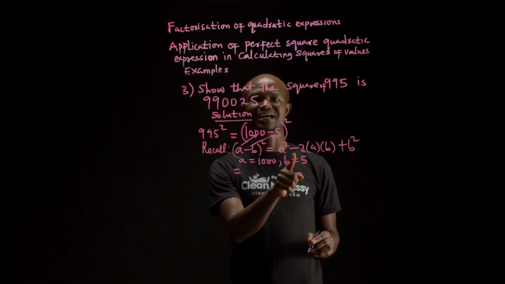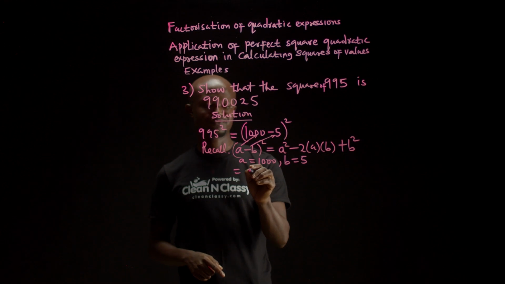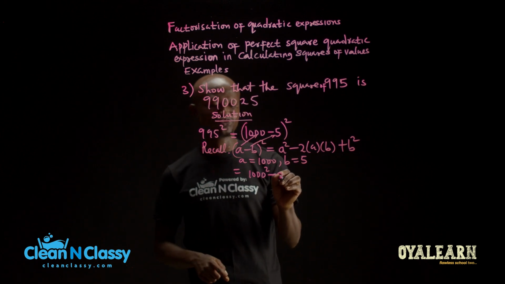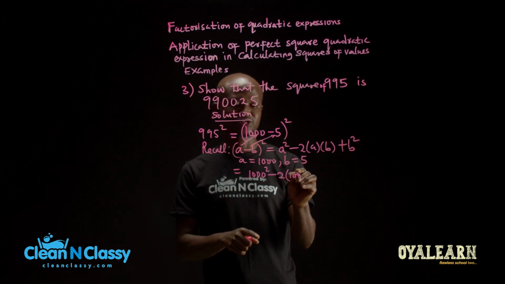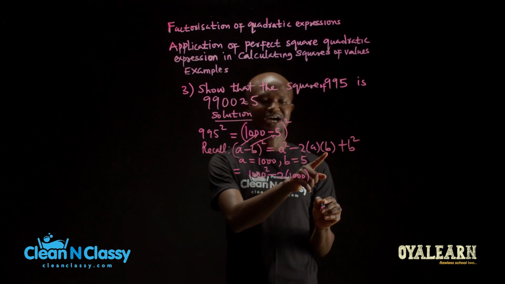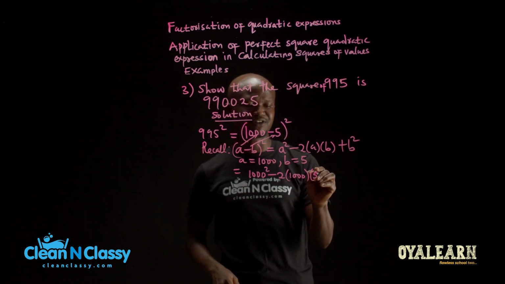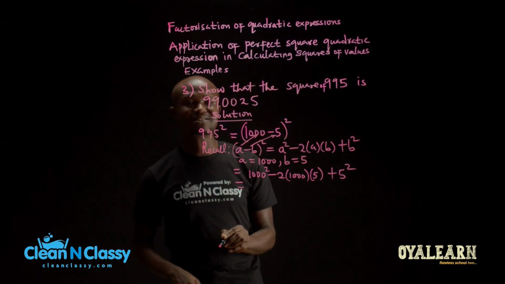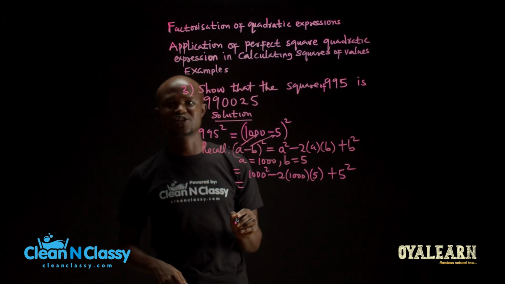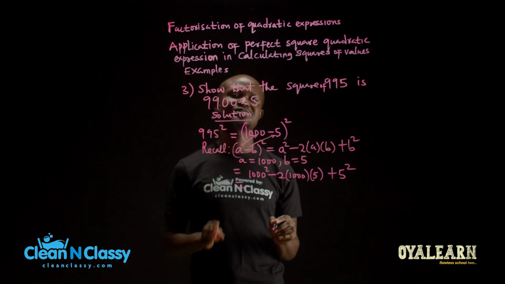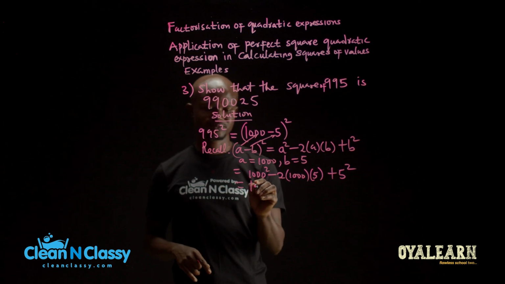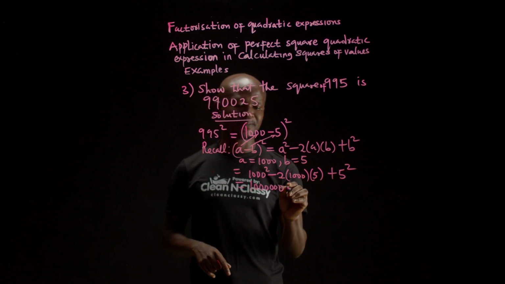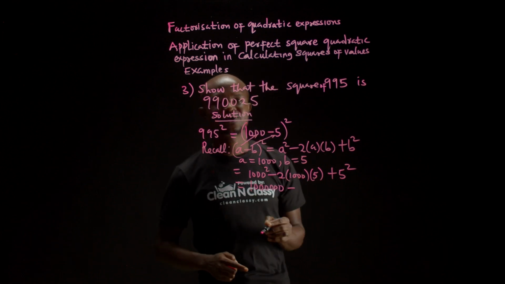now applying the formula, what do we have? A is 1,000, then we have square, minus 2 into 1,000, then we have b, which is 5, then plus 5 square. What is 1,000 square? Then 1,000 square is what? We are going to have 6 zeros. That is 1 million, 6 zeros after 1. So that's 1 million, minus 2 times 1,000.